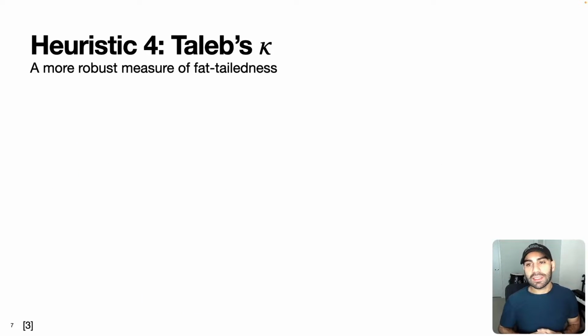The final heuristic is Taleb's kappa metric. This is probably the most robust of the 3 heuristics we can use. However, it is also the most sophisticated. So I'm going to try to break it down step by step. If you don't really care about the mathematical details, feel free to jump ahead to the example code to see what working with these heuristics in practice looks like.